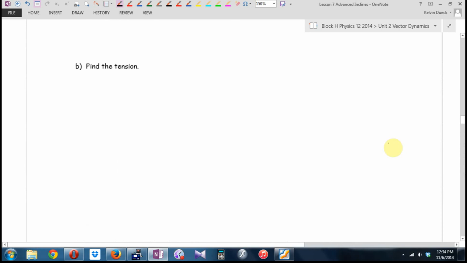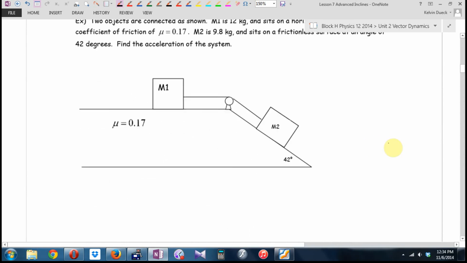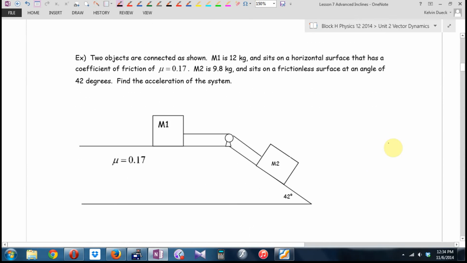It's all going to be the same approach. Really? Yeah. So this says two objects are connected as shown. M1 is 12 kilograms, has a coefficient of friction of 0.17. M2 sits on a frictionless surface, so I was a little nicer right here. Mu is 0. Okay.